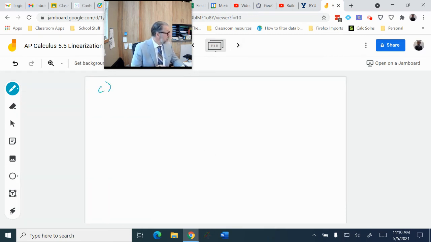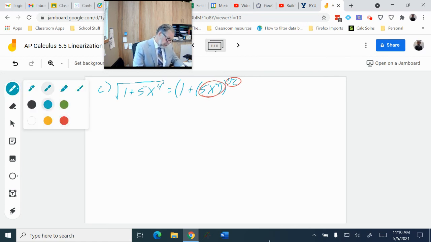All right, next example. Square root of 1 plus 5x to the 4th. Notice that they're getting more complicated. This is 1 plus 5x to the 4th to the 1/2. So there's my k, 1/2, and there's my something that I'm adding. So my linear approximation is 1 plus 1/2 of my something.